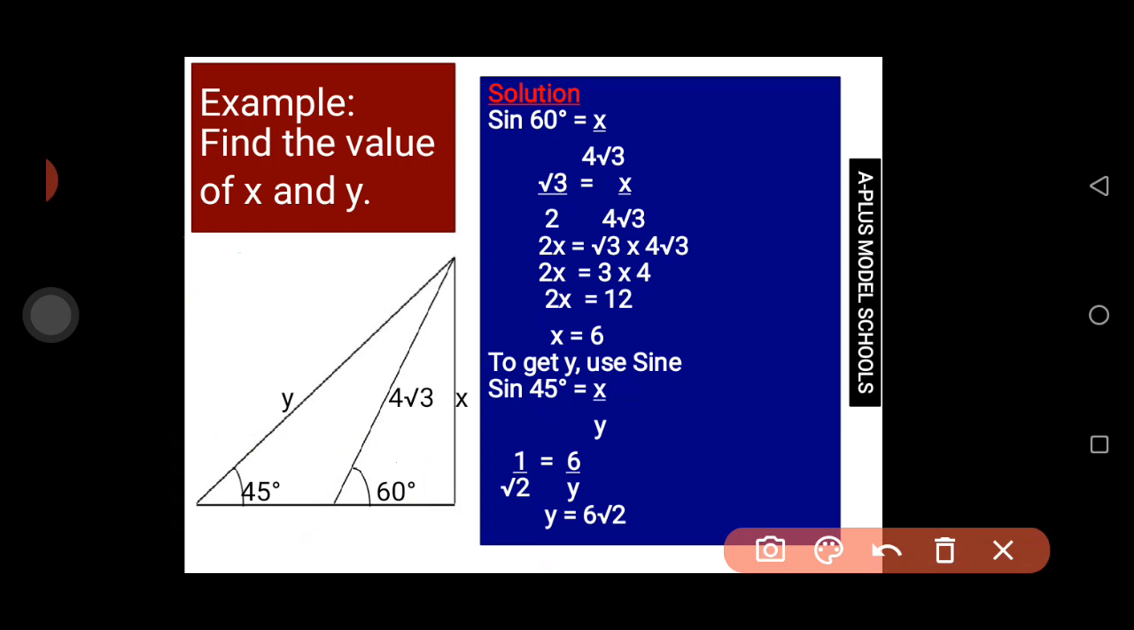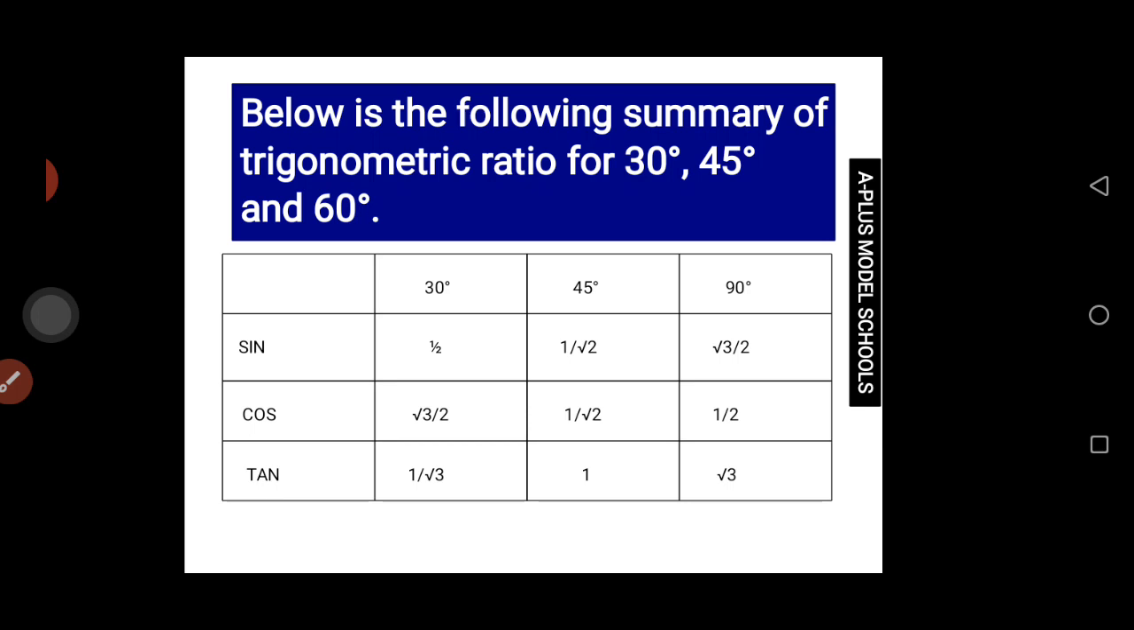So sine 45 is equal to opposite over hypotenuse, which is x over y. Here sine 45 degrees is 1 over root 2, which is equal to my x, which is 6, over my y, the hypotenuse side. So cross multiply: 1 times y gives y is equal to 6 times root 2, which is 6 root 2. So my answer for the value of y is 6 root 2, where my x is equal to 6.